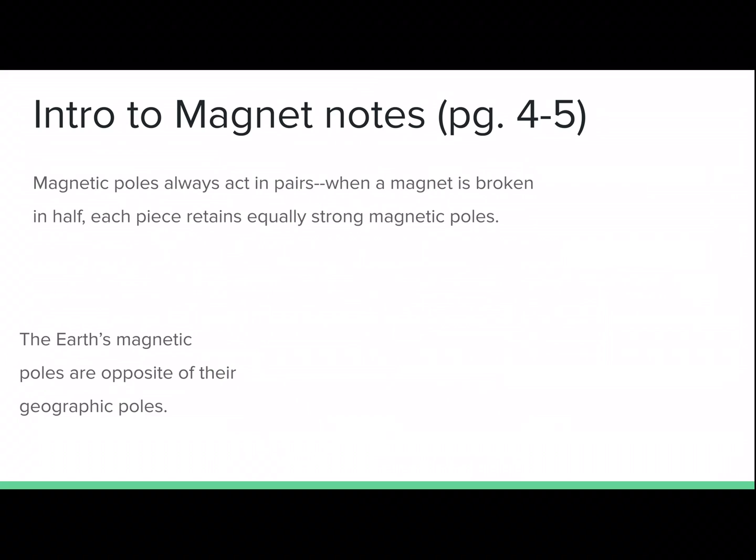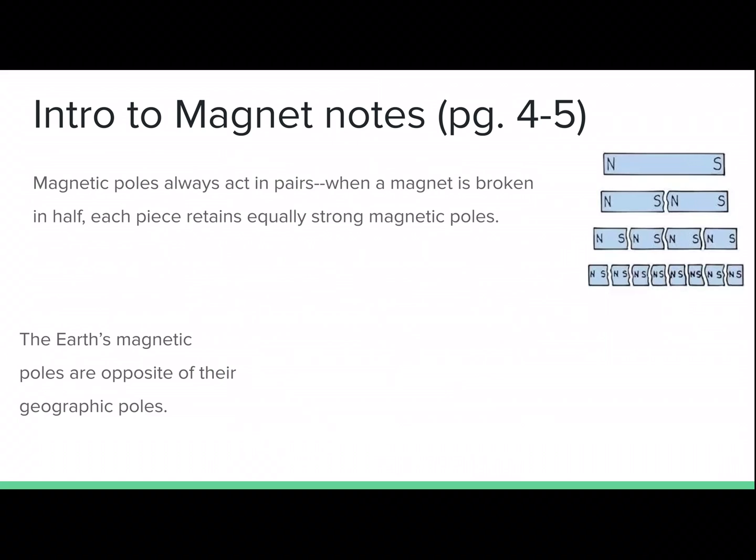So magnetic poles always act in pairs. Even when a magnet is broken in half, each piece retains equally strong magnetic poles. So we have a diagram in your packet. This is another diagram to show that even if you break down this magnet further and further, the north and south poles still share that domain. So in this magnet, all those domains have electron spins that point towards the north pole. So even when you break it in half, the electron spins in the right half of that break still point to the left. And so that new north pole is created in that new magnet.